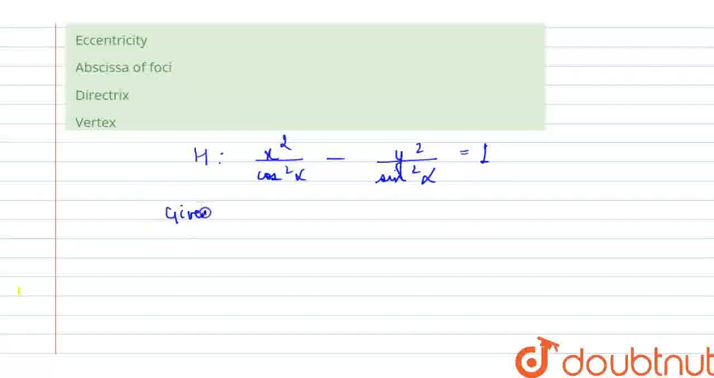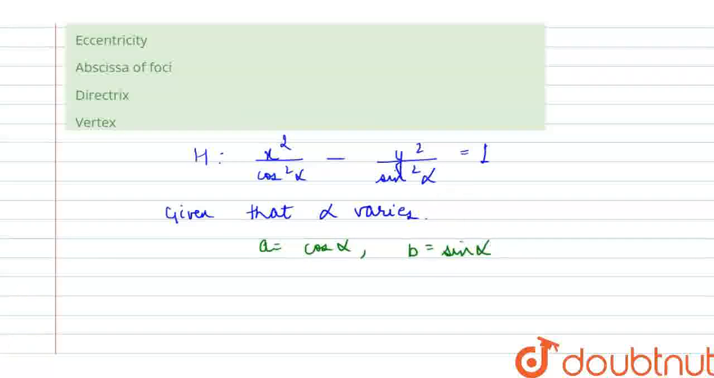So firstly I'm writing down the given equation of the hyperbola that is given to us. So that is x square upon cos square alpha minus y square upon sin square alpha is equal to 1. Given that alpha varies. So comparing it with the standard equation of the hyperbola, we are having the value of a is equal to cos alpha and value of b is equal to sine of alpha.